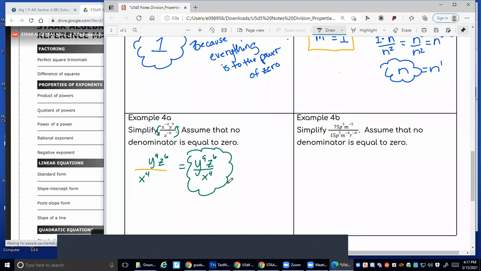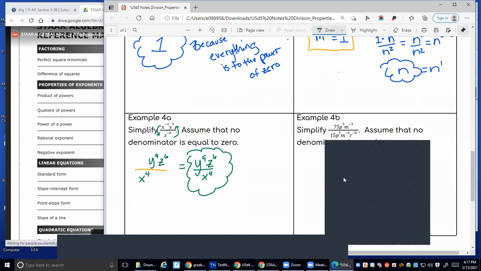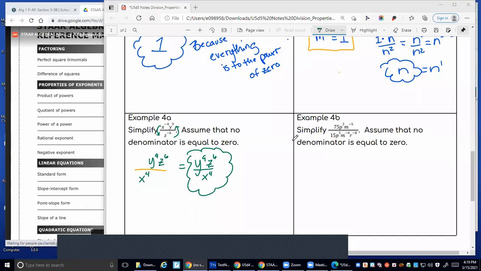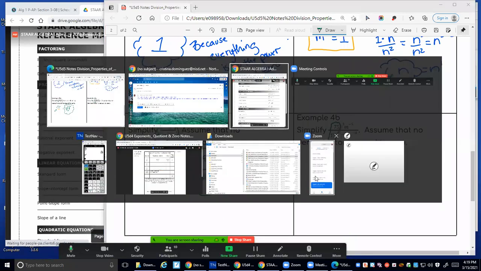Okay. Go ahead and do example 4B. I'm going to pause the video. All right. So here's what we're going to do. First, we just deal with the numbers, right? You've got 75 divided by 15. Numbers are normal, so you can just put them in the calculator.